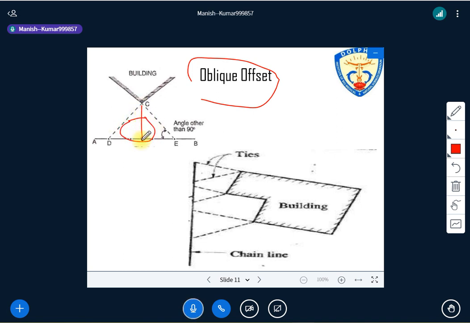Have you got that? So you are shifting the position. For example, in between you are getting a pond or any other features there, and you intend to look at this building. So you have to leave this place, then shift yourself, and then locate this feature like that, where the angle is not 90 degrees. So that's called oblique offset. Is it clear to all of you now?